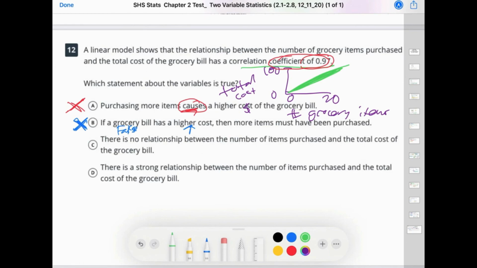C: There is no relationship between the number of items purchased and the cost. No, we know that because we have r equals 0.97. And D: there is a strong relationship, I like the word strong, between the number of items purchased and the total cost of a grocery bill. Yeah, that's it.